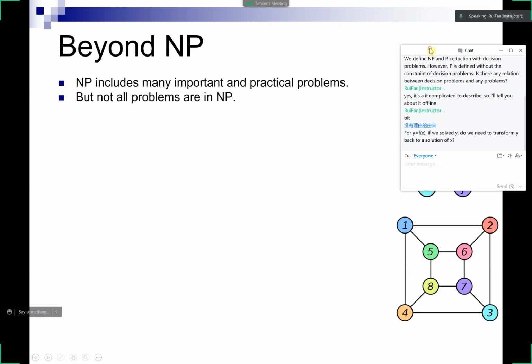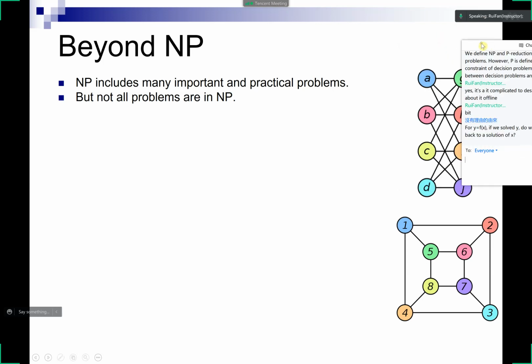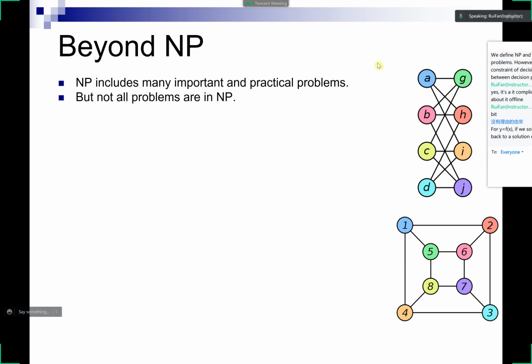Okay, so let me just say a few more things about NP, and then after that, we'll actually do one of these reductions. We'll actually prove some other problem is NP complete. So just a few more things. NP is a very large set of problems. It contains many important practical problems. However, not all problems are in NP. Not all interesting CS problems are in NP.